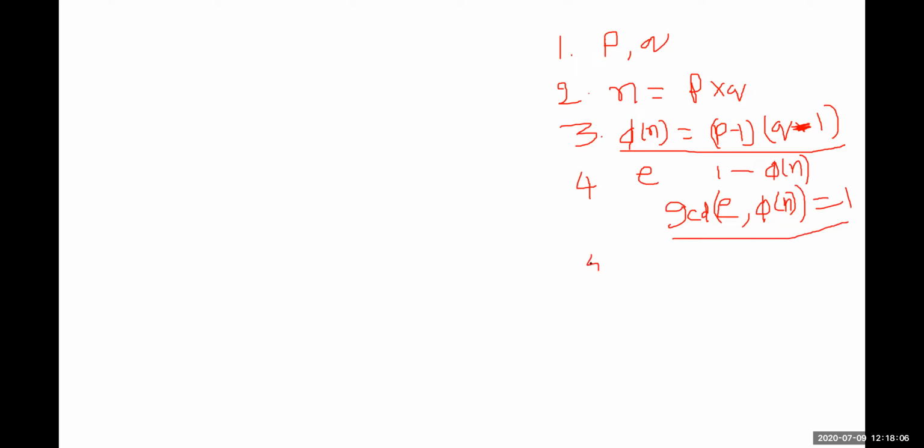The fifth step is to select one more integer, D, which ranges from 1 to phi of n again. Here also you have to take the GCD of D comma phi of n, which must be equal to 1. So phi of n and D must be co-primes. In such a way you have to select. Moreover, D must be the inverse of E. In this particular form, you have to select D.